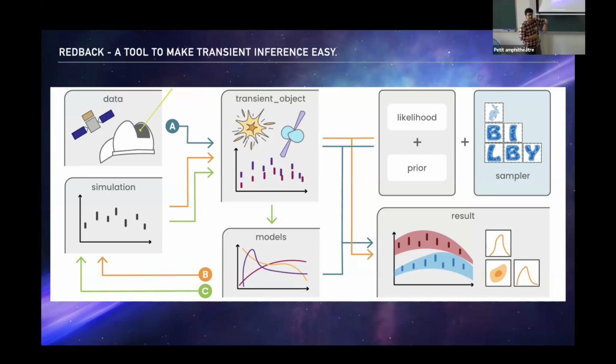Similarly with models, there's a whole bunch of models already implemented, but at the end of the day, they're just a Python wrapped function. So if you don't like a model, you replace the model. And then the likelihood and prior are again analytical functions of some sort.